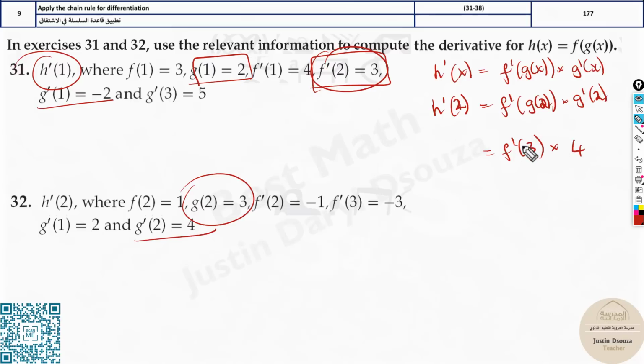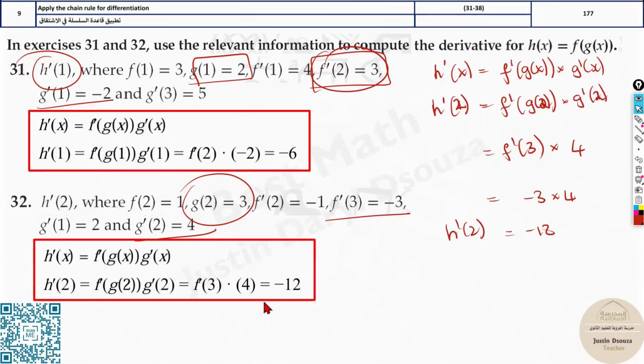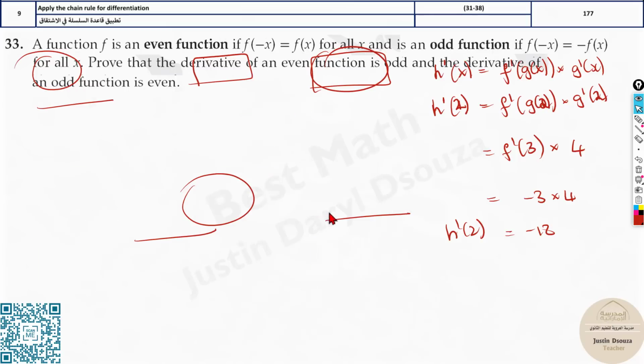What is f prime of 3? That's over here. So we need to substitute this entire thing. You know, f prime of 3 is minus 3 times 4. So we'll have negative 12. That is h prime of 2. That's it. This is how we basically solve it. We got minus 6 in the first case and now minus 12 in the second case.